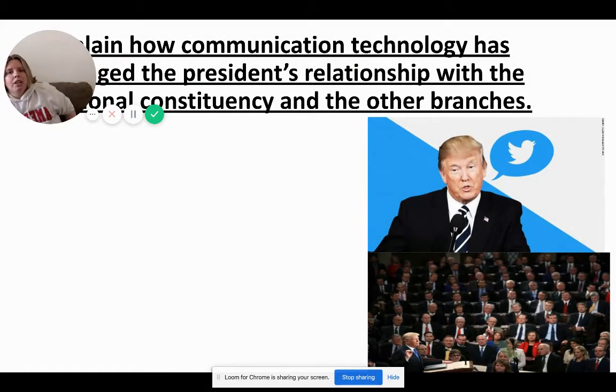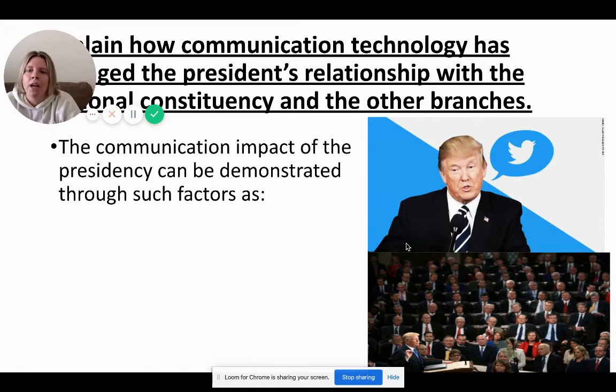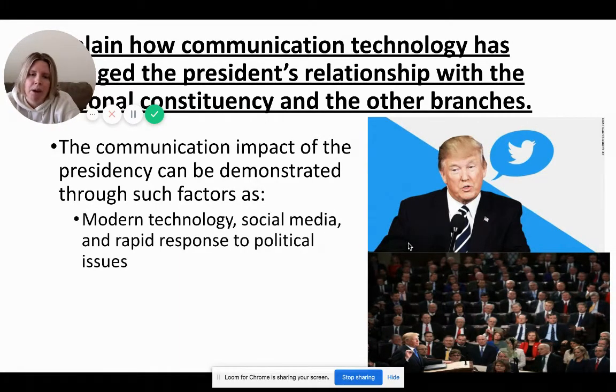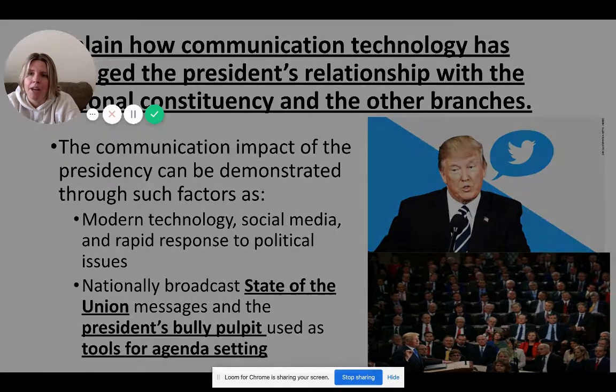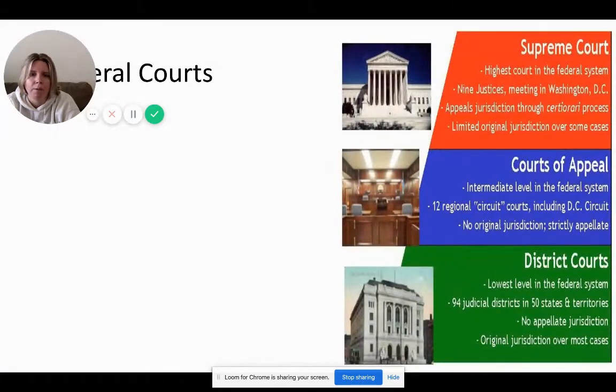Explain how communication technology has changed the president's relationship with the constituency and with other branches. I think this is national constituency. Sorry, some of my stuff I can't read. The communication impact on the president can be demonstrated through such factors as modern technology. So know that presidents are now using social media and modern technology to respond to issues and get their message out there. And they also have the State of the Union address, which is when the president uses his bully pulpit to basically set the agenda and tell people this is what you should do or this is what you follow.